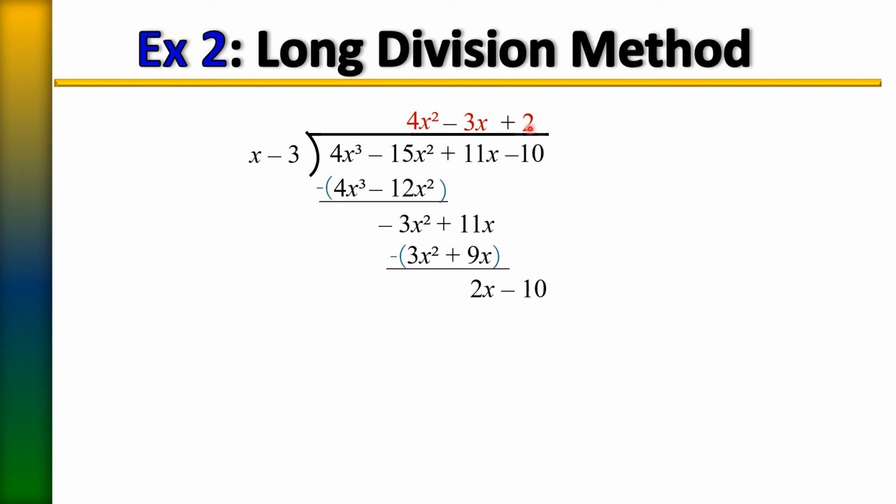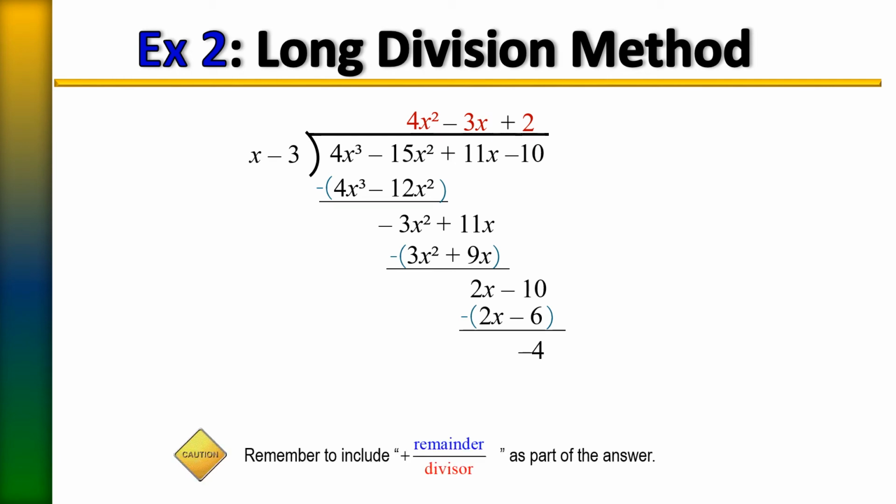2 times x. Yes, it is 2x. 2 times negative 3 equals negative 6. Subtract. Everyone becomes their opposites. We're going to bring down a negative 4. We don't have any numbers to bring down, so we are done. We have a remainder of negative 4.